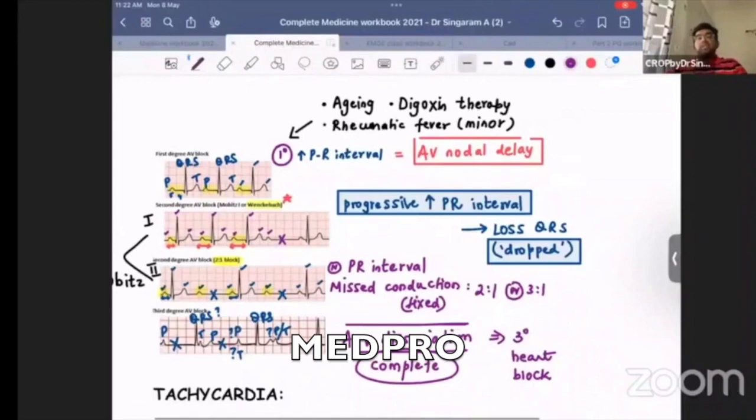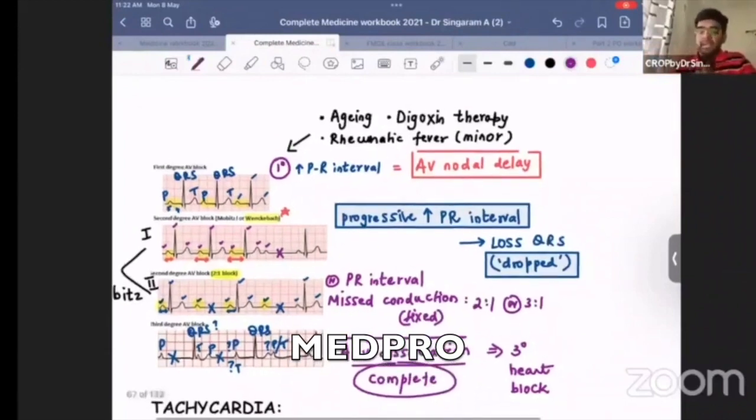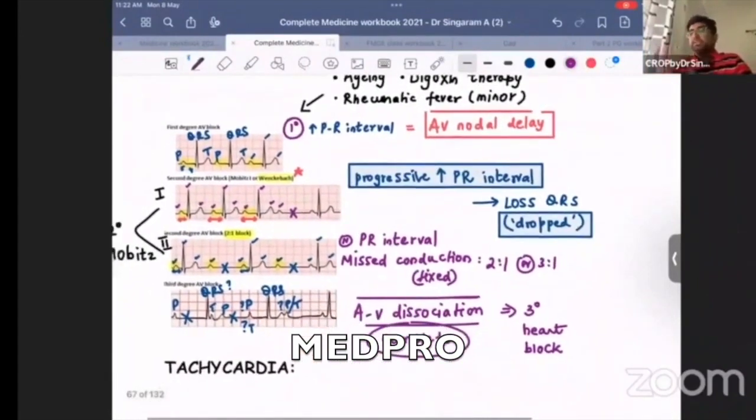So let us just quickly revise all the important heart blocks. First degree heart block is characterized by increase in the PR interval. That's all. The P wave QRS relation is normal. There is no problem with that. The only problem in first degree heart block is an increased PR interval. Second degree heart block has two types, Mobitz type 1 and Mobitz type 2. Mobitz type 1 is characterized by progressive increase in the PR interval followed by a loss of QRS complex. Mobitz type 2 is characterized by normal PR interval, but there is a fixed block in the form of 2:1 or 3:1. That's what you have to remember.